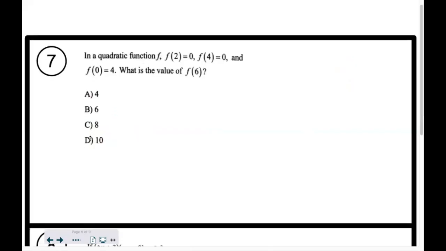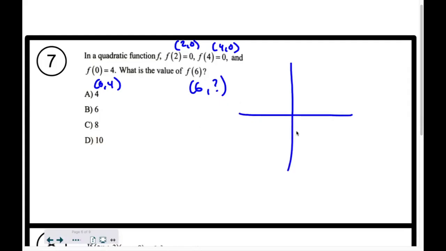All right, so we've got number 7. This one, you could throw these values into Desmos. Let's just know that this is really the coordinate 2, 0. This is really 4, 0. This is really 0, 4. And they're basically saying, what's the y coordinate when I plug in 6? But I think it's easiest to just imagine sketching this out real quick on some scrap paper. So I got the point 2, 0. I got the point 4, 0. I got the point 0, 4.